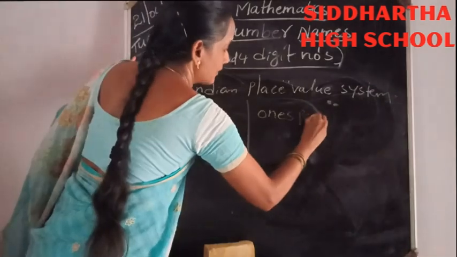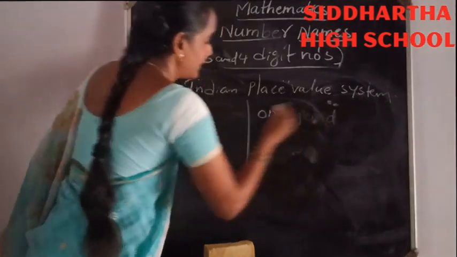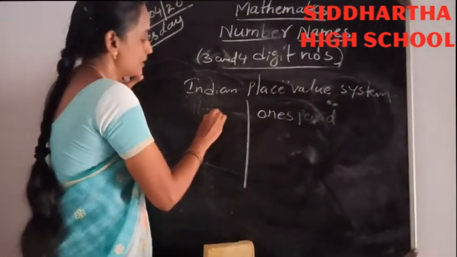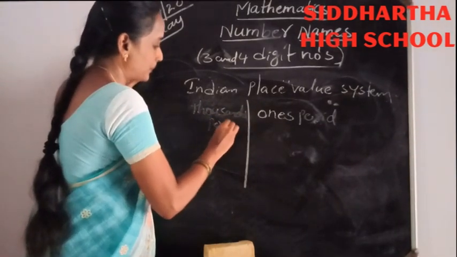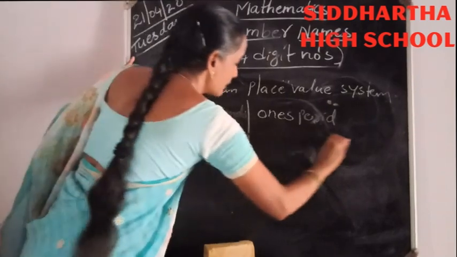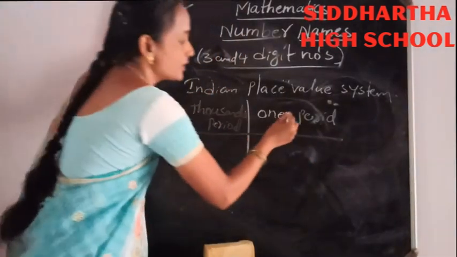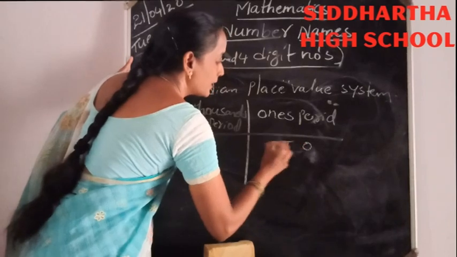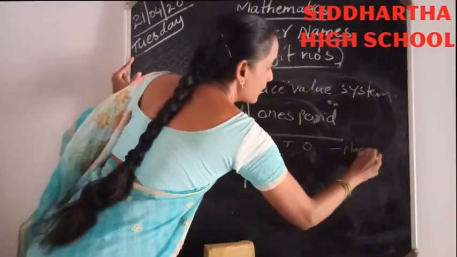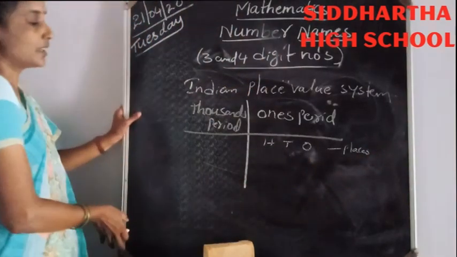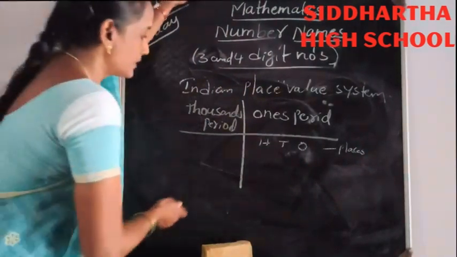This is ones period. This is thousands period. Ones period has ones, tens, hundreds. These are the places.